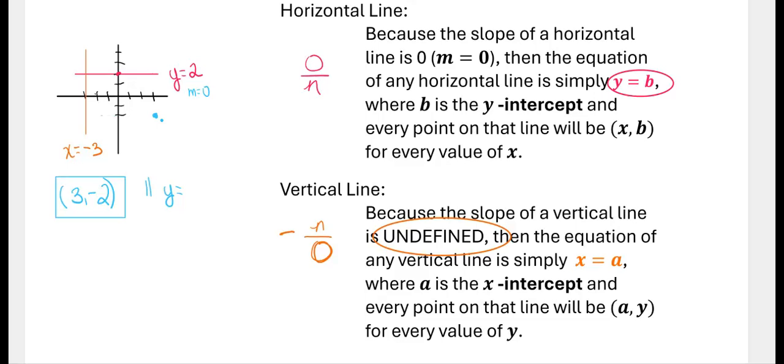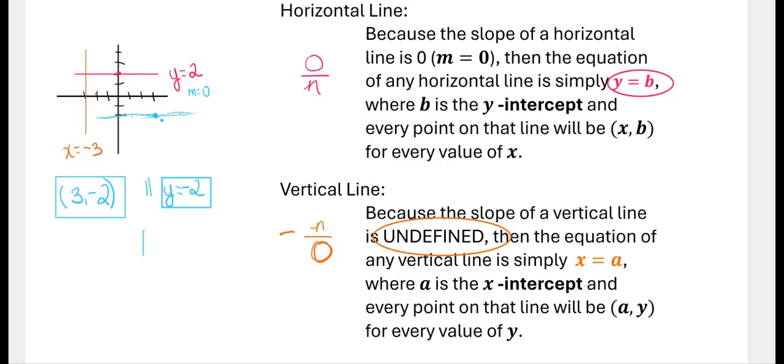It has to be parallel to my pink line. So it's going to be another horizontal line that goes through that point. Now, where's that line going to pass the y-axis? It's going to be at -2 because every y value on this line is -2. So it's y equals -2. So the equation of a line that is parallel to the pink line and passes through the point 3, -2 is y equals -2.